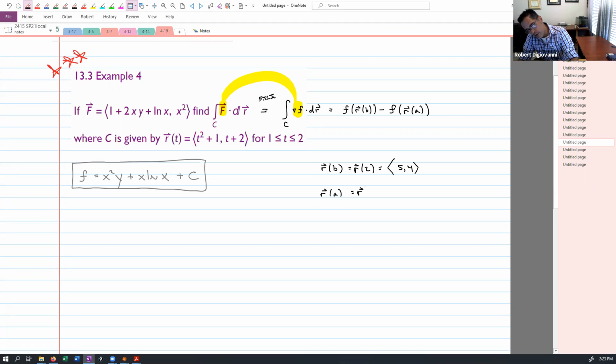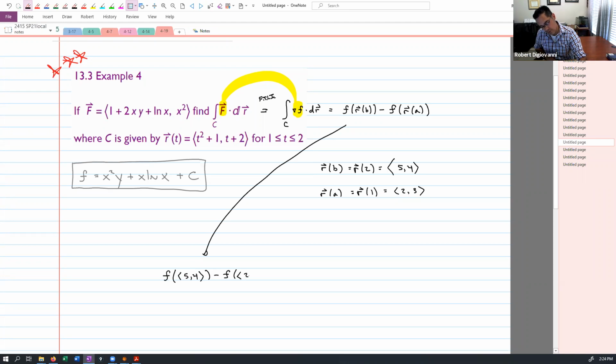And then you plug in 1, 1, and you get 2, 3. Now I'm ready for the calculation. This is going to be f evaluated at 5, 4 minus f evaluated at 2, 3. And that means we're going to plug 5, 4 into this, and subtract: 5, 4 into that, minus 2, 3 into that.